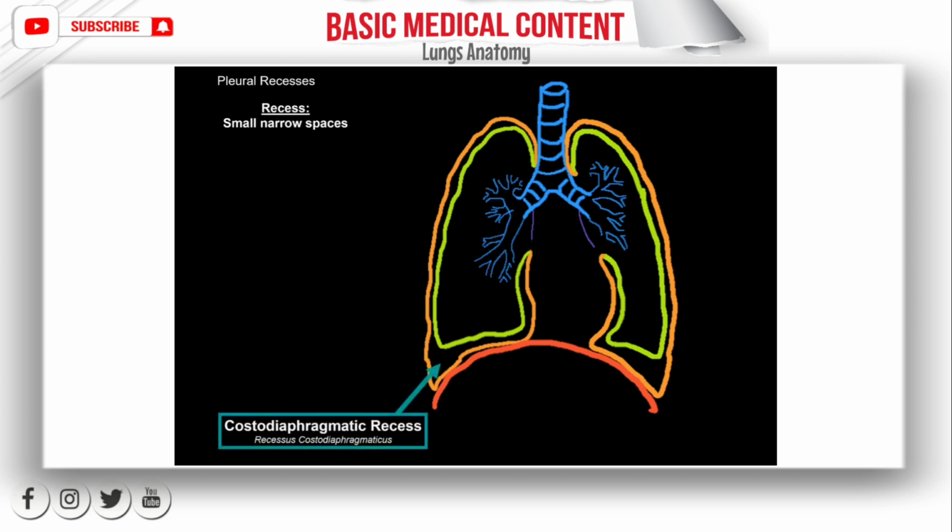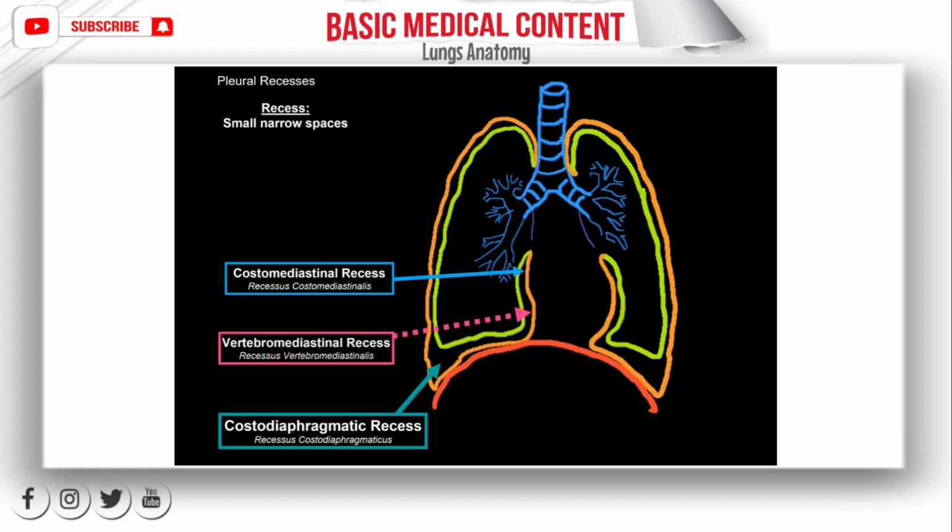So the first space is the costo-diaphragmatic recess, which is the biggest recess we have in our pleural cavity. Just keep in mind that all structures I pinpoint goes for both lungs. And then we have the costo-mediastinal recess, which lies right behind the sternum. And then we have the vertebro-mediastinal recess in front of the vertebral column between the costal surface and the mediastinal surface. And then the last recess is the phrenico-mediastinal recess. And this recess lies only on the left side between the diaphragmatic surface and the mediastinal surface. So that's all for the pleura.